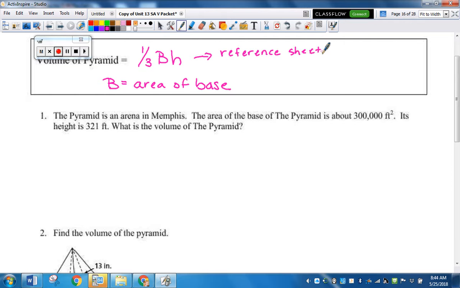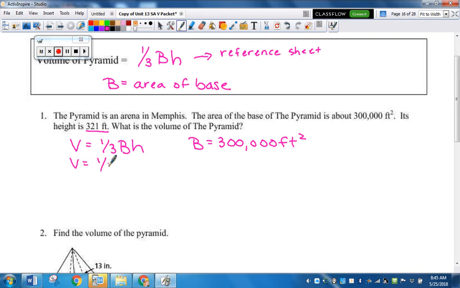Alright, so first problem. The pyramid is an arena in Memphis. The area of the base of the pyramid is about 300,000 feet squared. Its height is 321 feet. What is the volume of the pyramid? Okay, well, as soon as we see the pyramid, we know we've got our formula, 1/3 big B H. And they actually tell us big B in this one, right? The 300,000 feet squared is actually the area of the base, so there's nothing to calculate there. And they give us the height, so we're set.